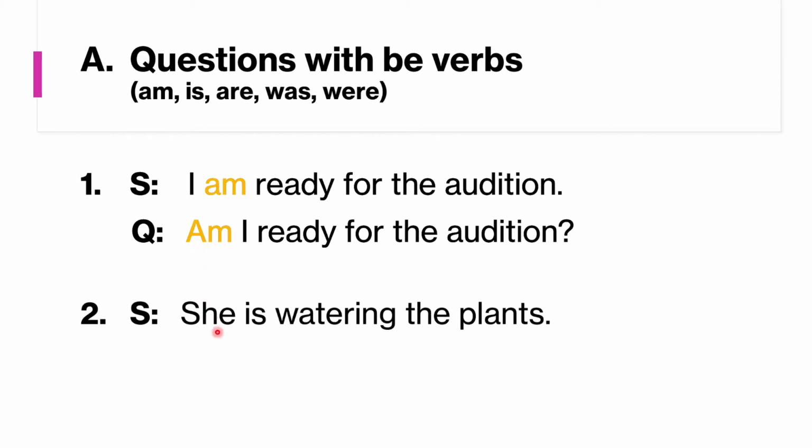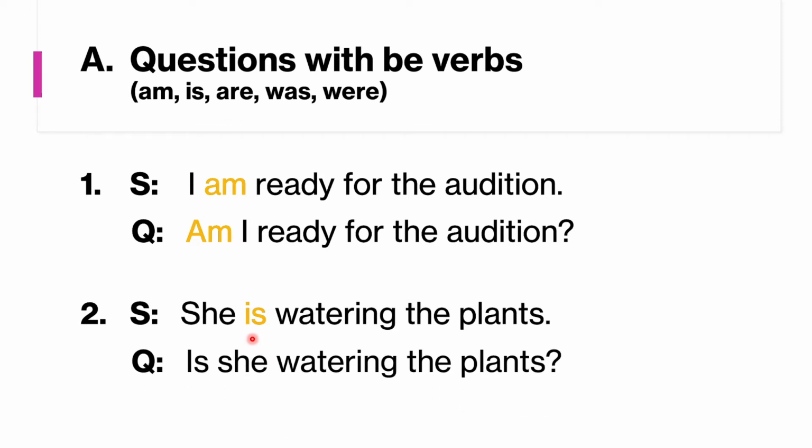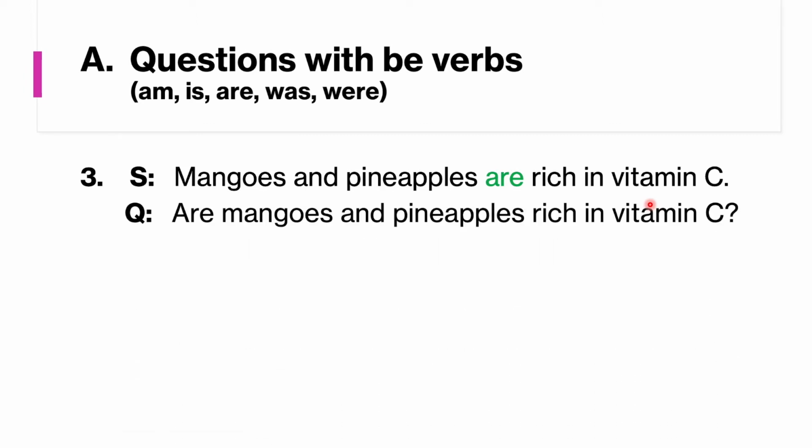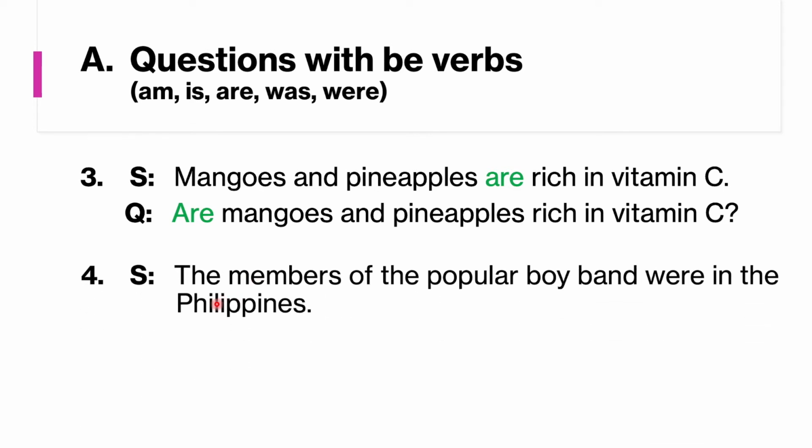Number 2, she is watering the plants. Which is the be verb? Is. And that's the beginning of the question. Is she watering the plants? Okay. Number 3, mangoes and pineapples are rich in vitamin C. Be verb, are, plural. And that would be the beginning. Are mangoes and pineapples rich in vitamin C? Okay, easy, right? Number 4, the members of the popular boy band were in the Philippines.